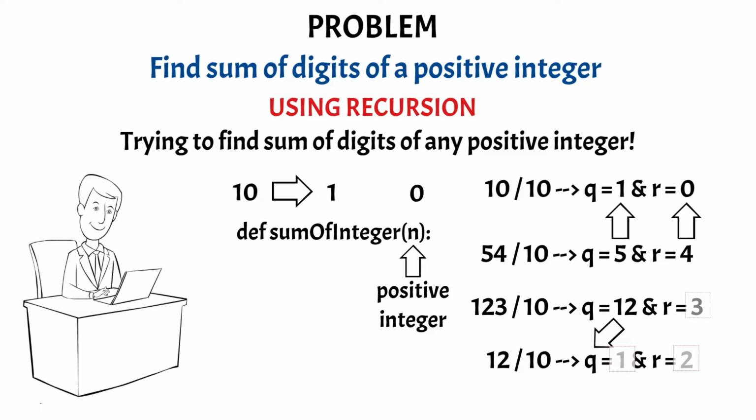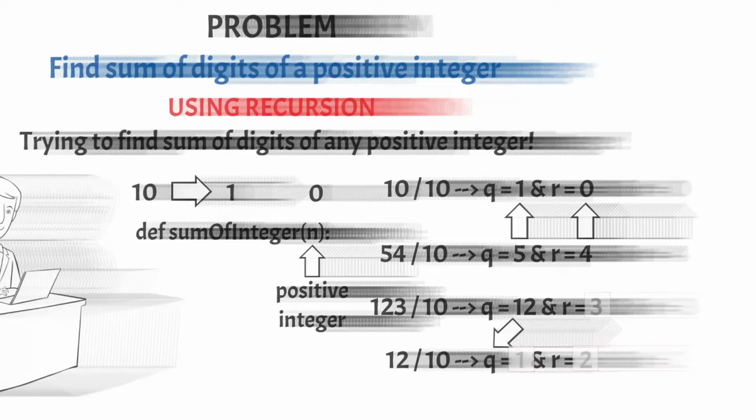As I said in the earlier videos, whenever we are trying to write a recursive function, the first thing that we have to find is the recursive case. So how can we find the recursive case in this particular example? That is the question. In order to find the recursive case, let us take one more example.